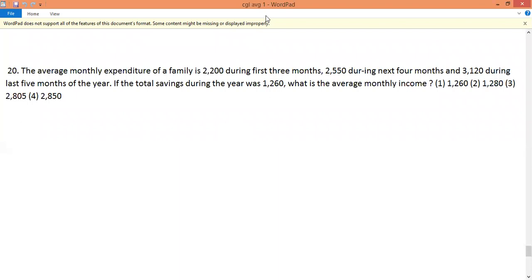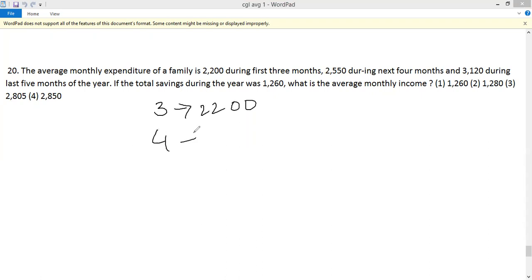Next. The average monthly expenditure of a family is 2200 during the first 3 months, 2550 during the next 4 months, and 3150 during the last 5 months. The total savings during the year is 1260. This is the expenditure, and he is asking for the total income. You can do it any way.